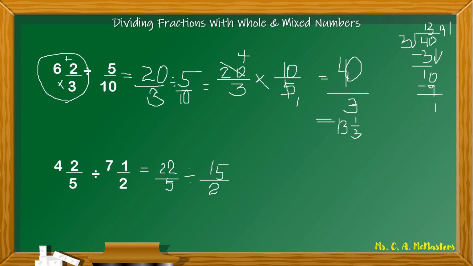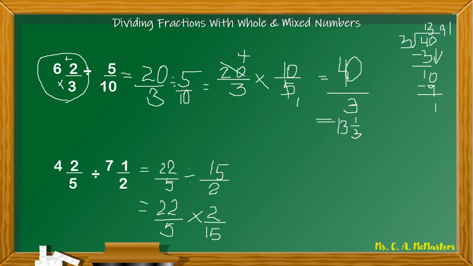Now we can do keep, change, flip. So this will become 22 over 5. Change the sign to a multiplication sign. Flip this fraction to 2 over 15.